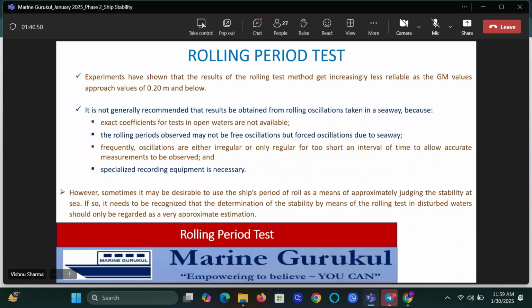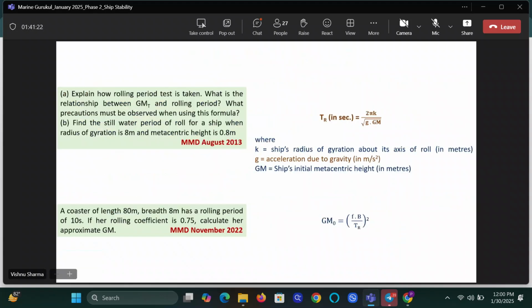However, sometimes it may be desirable to use the ship's period of roll as a means of approximately judging the stability at sea. If so, please be watchful. It needs to be recognized that determination of stability by means of rolling test in disturbed waters should only be regarded as very, very approximate and should not be over relied upon. So that is where we have covered the precautions, the test, the procedure, the principle, everything. That brings us to the end of the rolling period test.